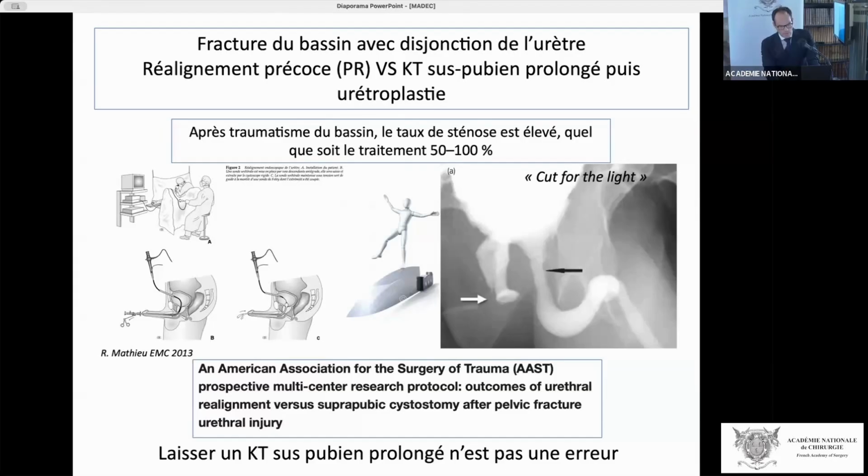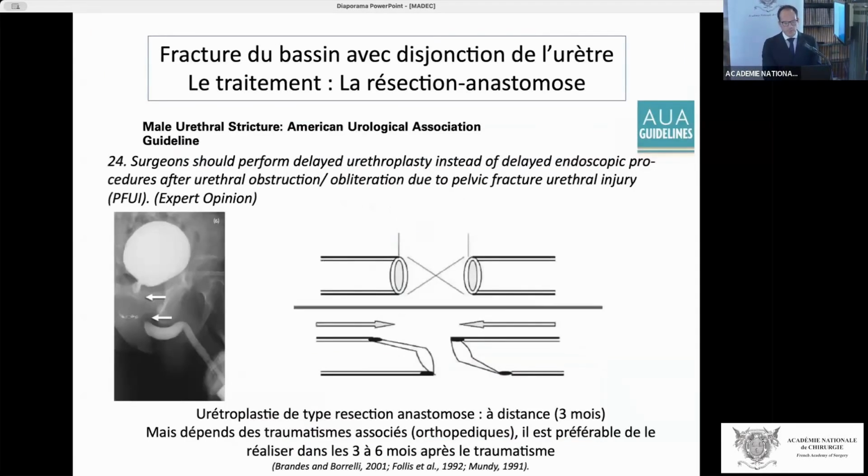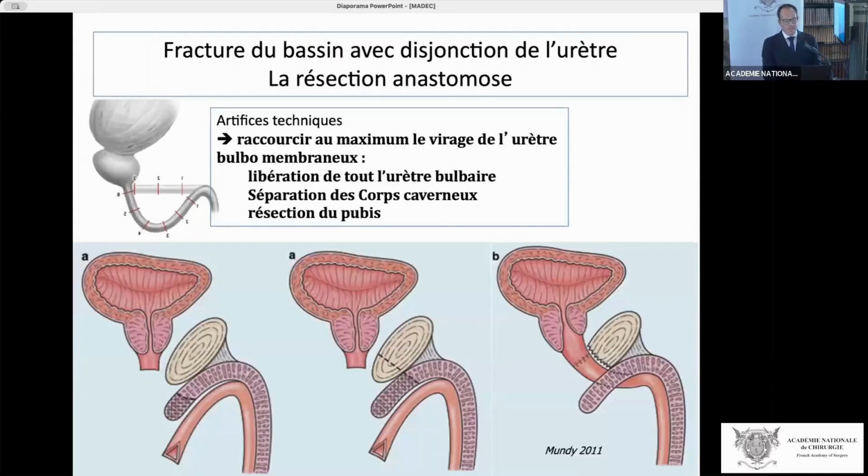Otherwise, we wait 3 months, which is the average time allowed, especially since they need to be placed in the lithotomy position. But we wait 3 months before performing a urethral reconstruction on them. Reconstruction of the posterior urethra is primarily resection anastomosis. So as we showed you earlier for the bulbar spongy urethra, we mainly do resection anastomosis. However, there are technical maneuvers because we'll have to try to shorten the curve of the bulbomembranous urethra as much as possible to bring the urethra up. And so there are various maneuvers.